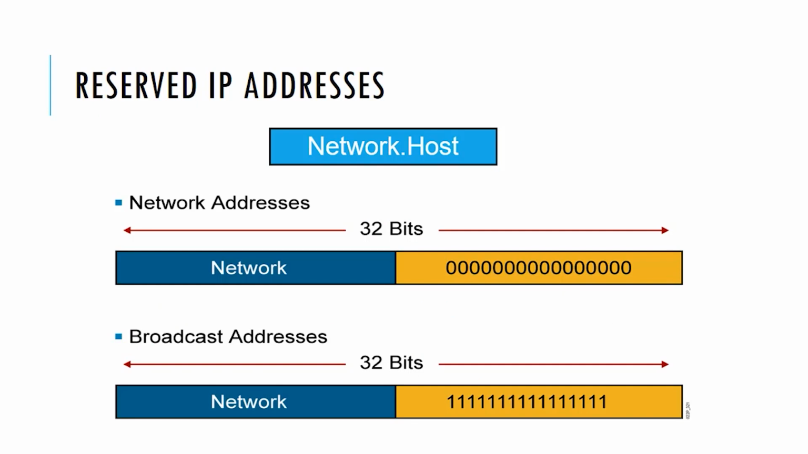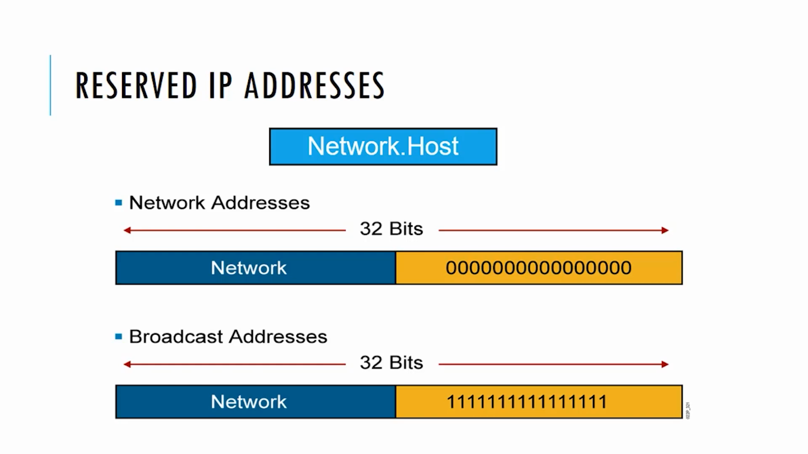The left part defines the network. The right part defines the host. So if the network address is a specific number and all the host address is zeros, then this is the network address itself. And this IP address cannot be given to a single machine. It defines the network itself. It's an entry inside the routing table that we are going to talk about later.